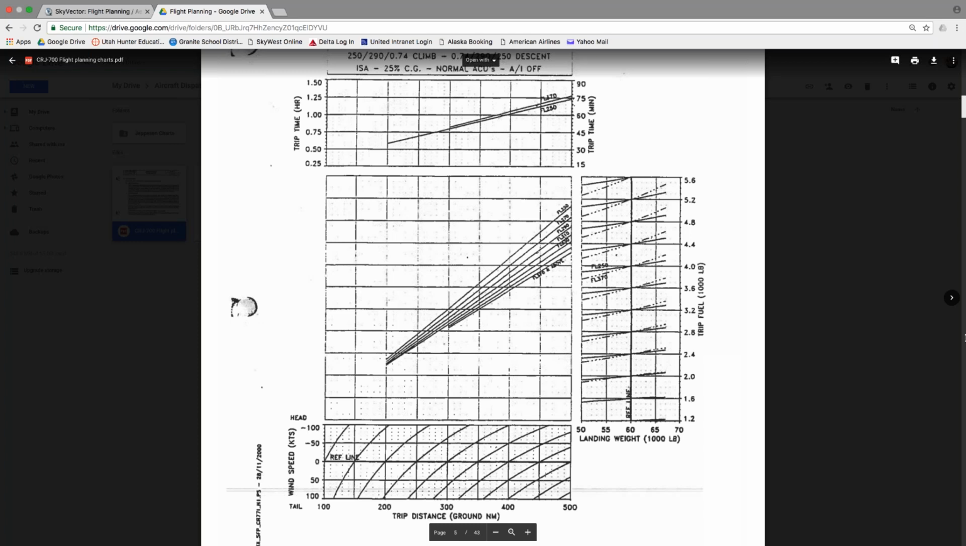373 on the bottom, 47 on the left, right? Is that you, Adam? Sounds like Adam's trying to join us. I'm sorry. 373, negative 47, right?